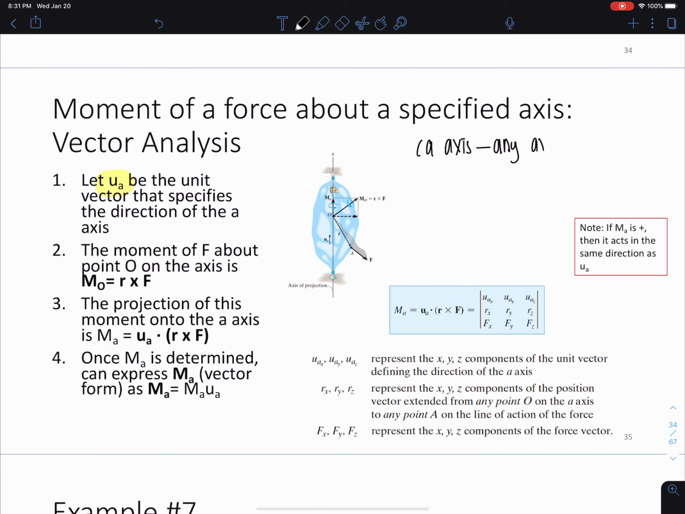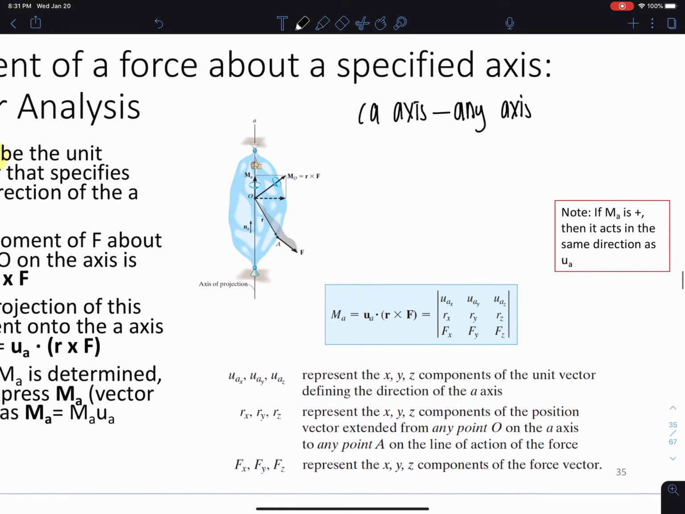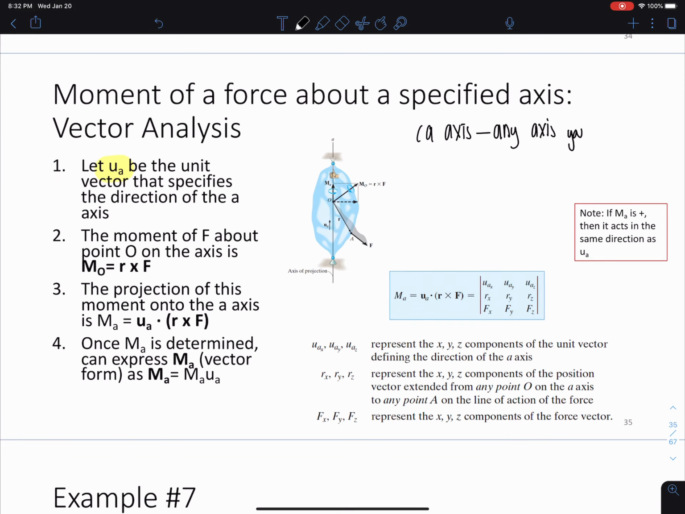So I'm going to write that here. Any arbitrary axis you want moment about. Okay, MA, so you'll need the unit vector in the A direction. Okay, the moment of F about point O on the axis again is that MO is equal to R cross F.